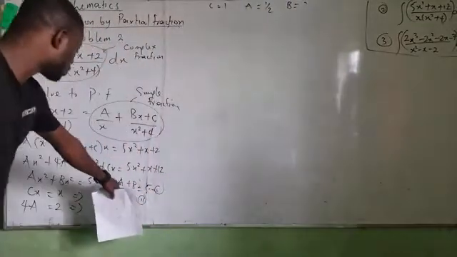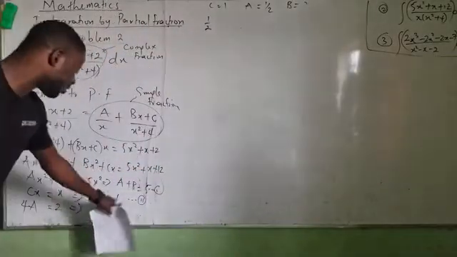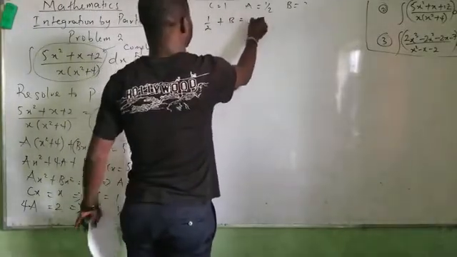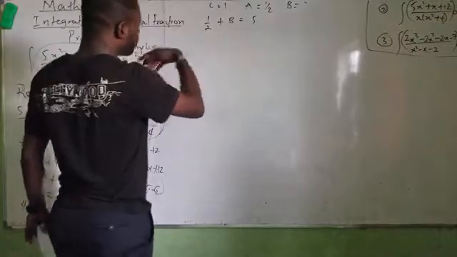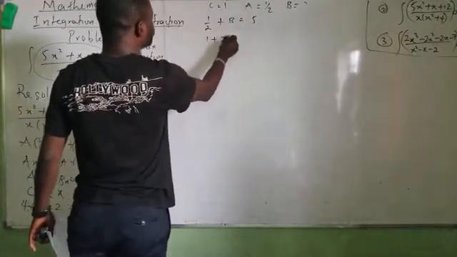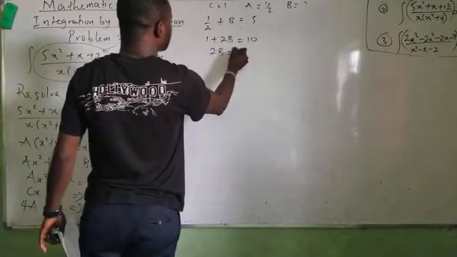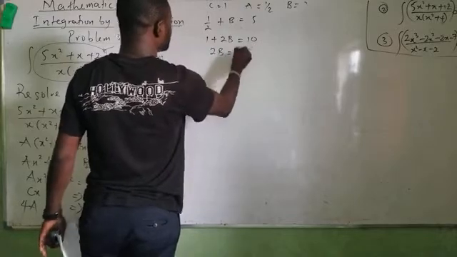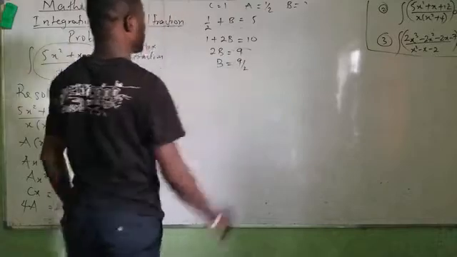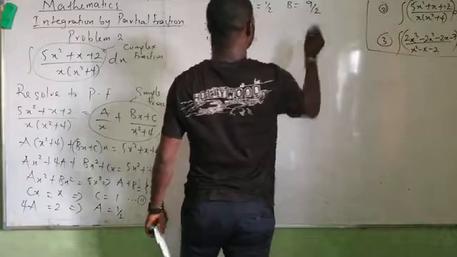My B, from equation 1, I think I can put my 1 over 2, since I'm putting A already in equation 1: 1 over 2 plus B equals to 5. If I decide to multiply all by 2, I'll be having 1 plus 2B equals to 10, and 2B equals to 10 minus 1, which is going to be 9. Please, you should know that by now. My B is equals to 9 over 2.